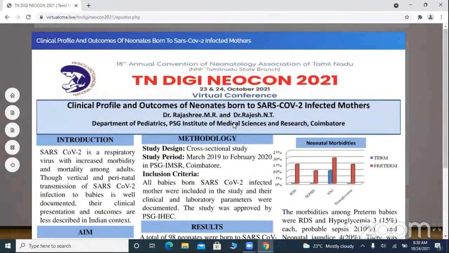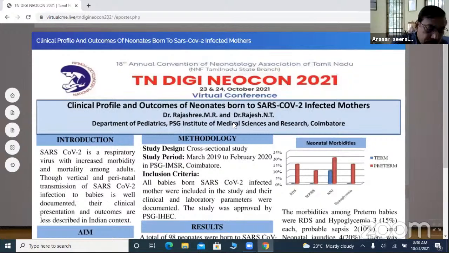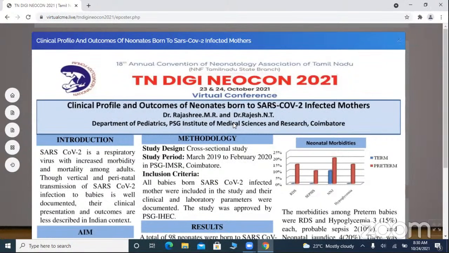I am Dr. Rajshri, pediatric postgraduate from PSG Institute of Medical Science and Research, Coimbatore. The title of my study is Clinical Profile and Outcome of the Neonates Born to SARS-CoV-2 Infected Mother. It's a cross-sectional study conducted from March 2019 to February 2020, that is during the peak of COVID pandemic. I conducted the study with the help of our guide, Dr. Rajesh. As we all know, SARS-CoV is a respiratory virus with increased morbidity and mortality among adults.